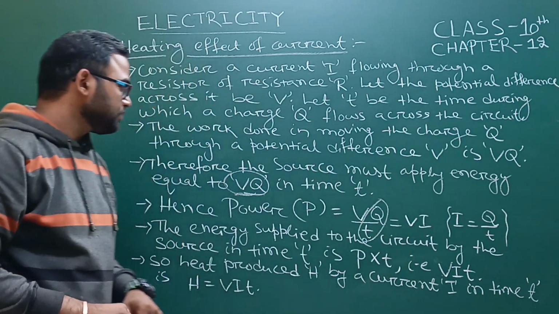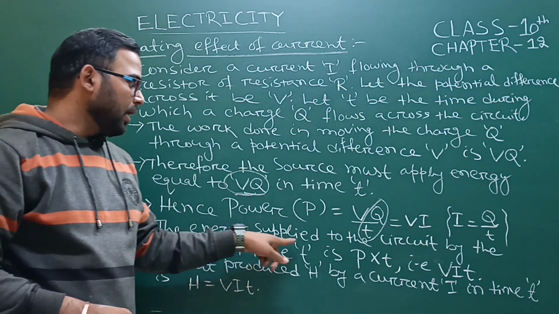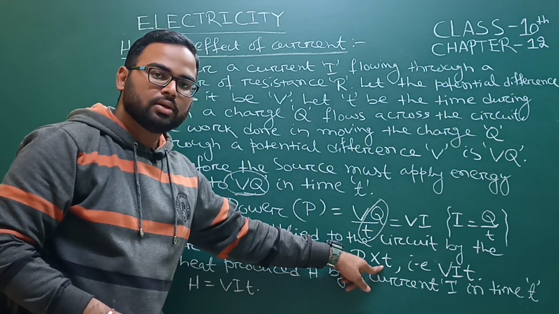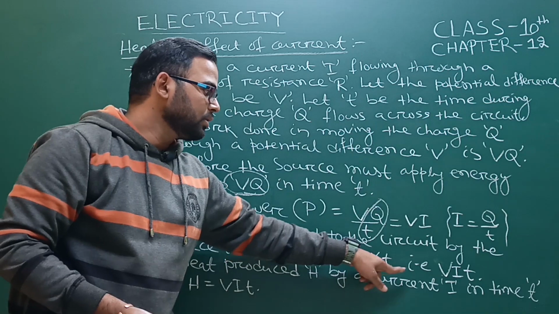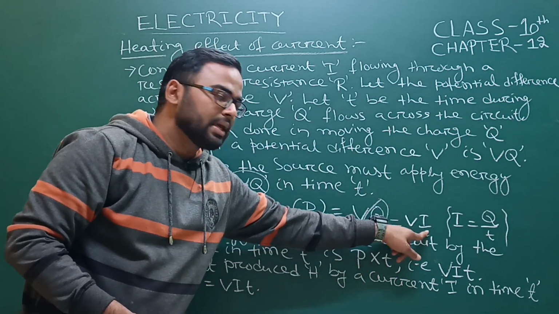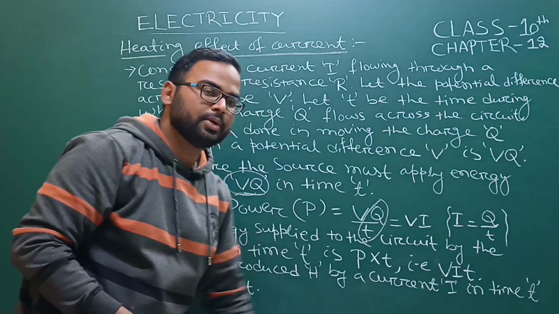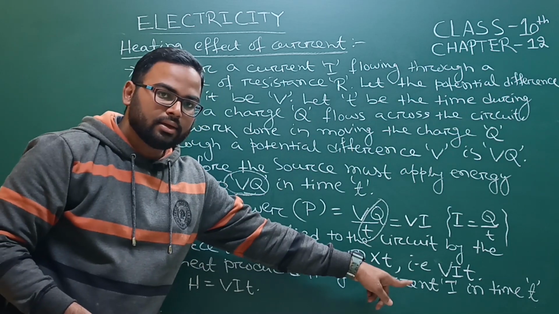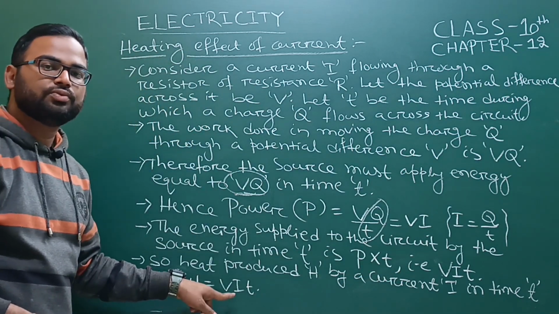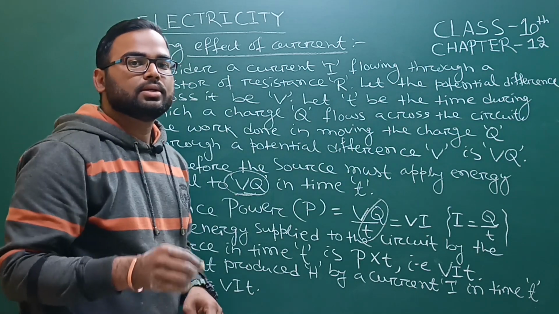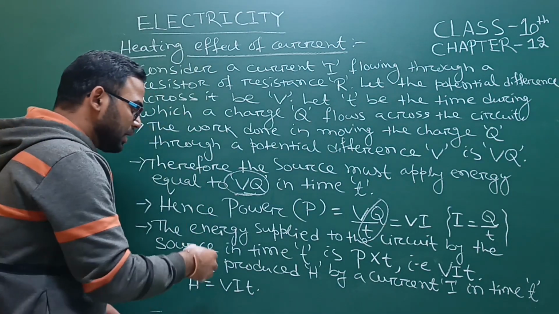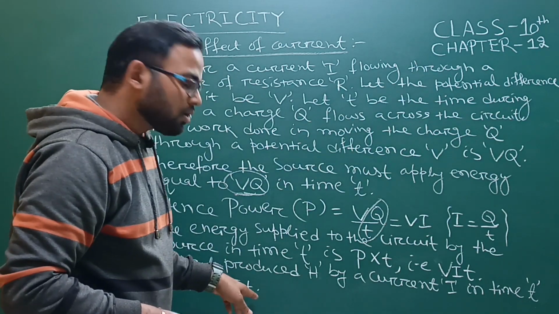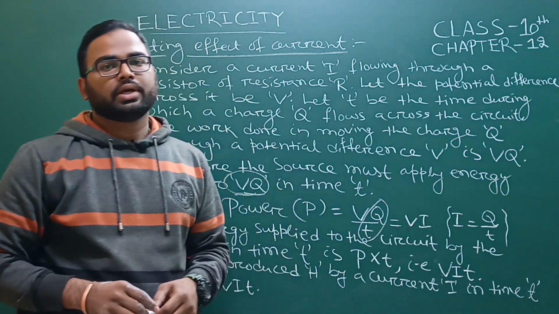Then the energy supplied to the circuit by the source in time T is P cross T. Means energy supplied is P into T. What is our power? VI is the power. So VIT will be the energy. So heat produced H by a current I in time T will be H equal to VIT. We know that heat is a type of energy. So we can write heat equal to VIT. This is also known as Joule's law of heating.